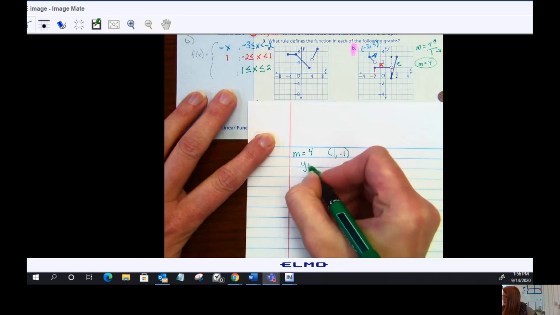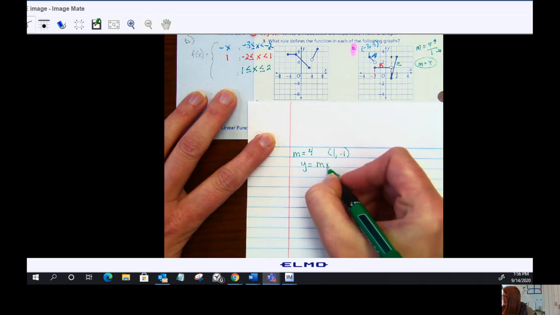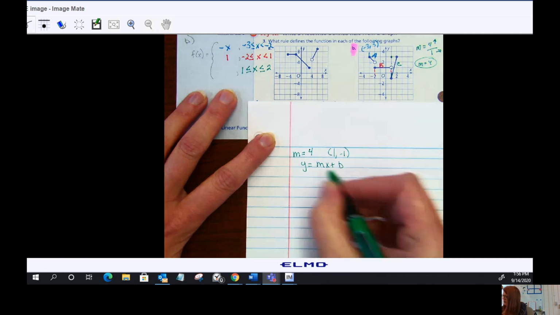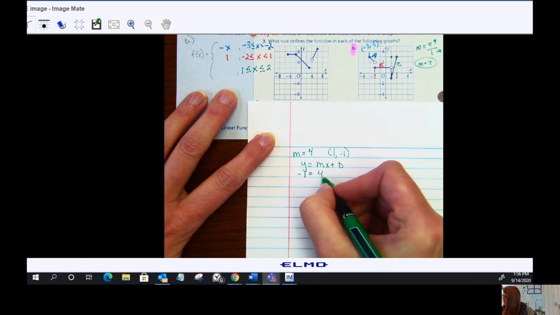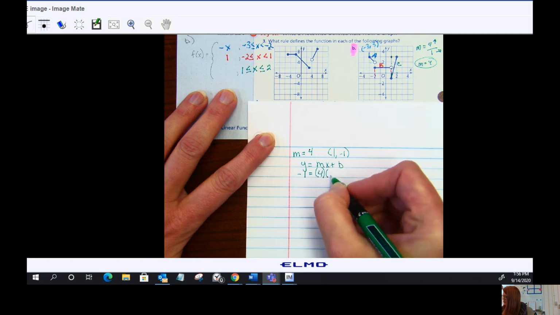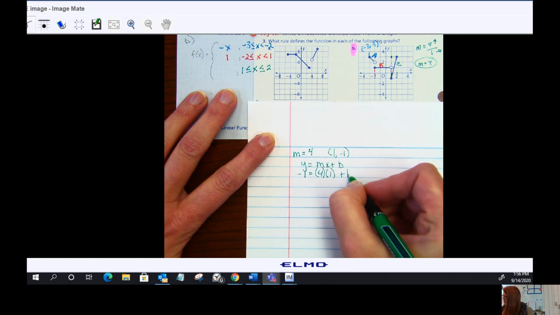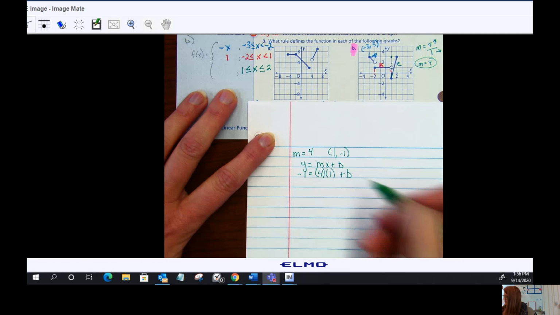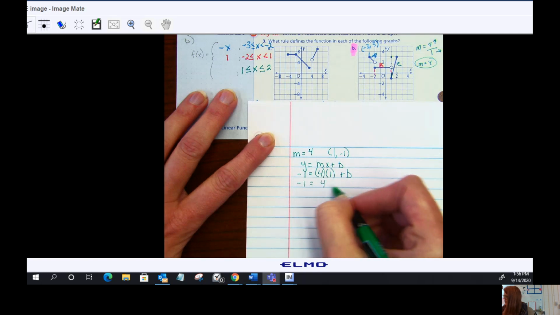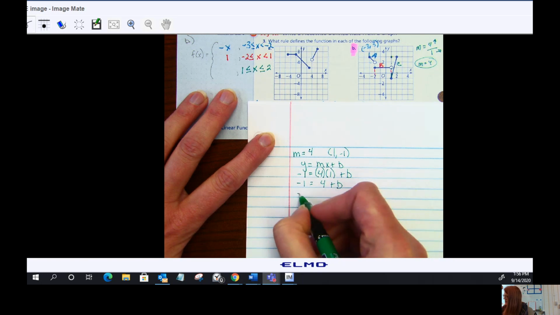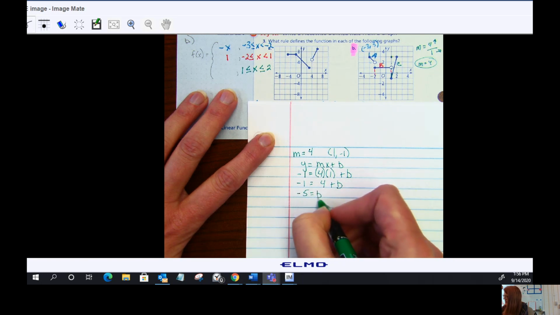Okay, y equals mx plus b. Well, my y is -1. My m is 4. X is 1 plus b. And now let's simplify. -1 equals, that is a 4 plus b. Subtract 4 from both sides, I get a -5 equals b.